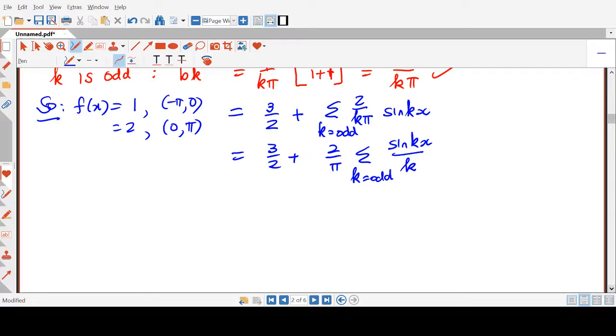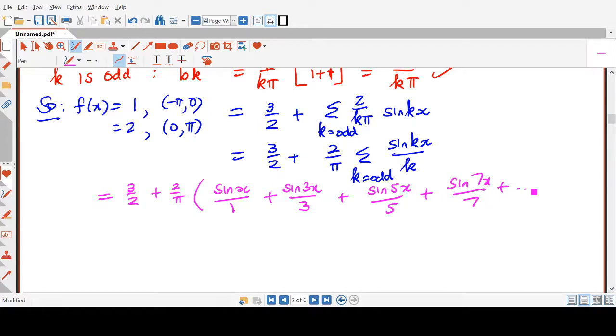In other words, if I expand it, let's see what this means. It's like saying that this is 3 over 2 plus 2 over pi, and let's take k equals 1, the first odd number. So it'll be sine 1x over 1 plus k equals, what's the next odd number? 3, sine 3x over 3 plus sine 5x over 5 plus sine 7x over 7, and so on. Believe it or not, if you have to draw a graph of that function, it will actually approximate this function. You believe it?